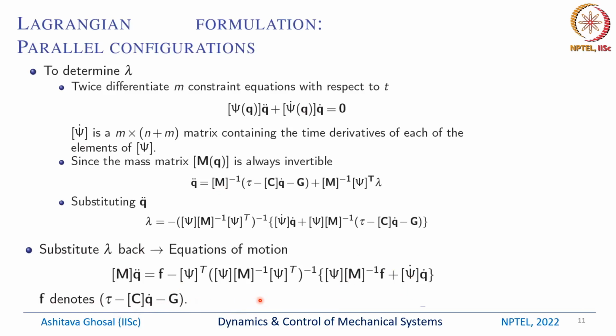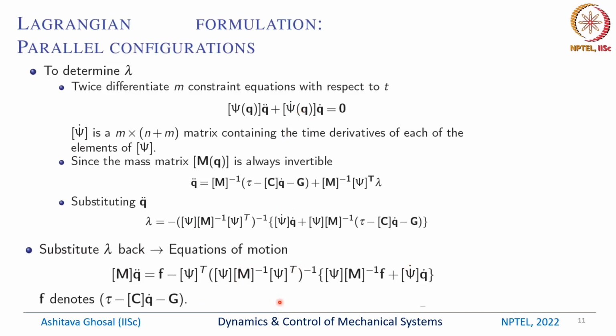So let's see what has happened. We have done a lot of algebra and simplification to arrive at an equation of motion which is of the form m q double dot is tau minus c q dot minus g plus this whole big term which comes from the constraint matrix.